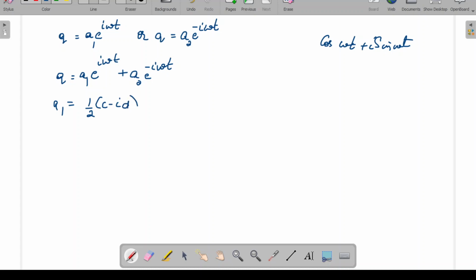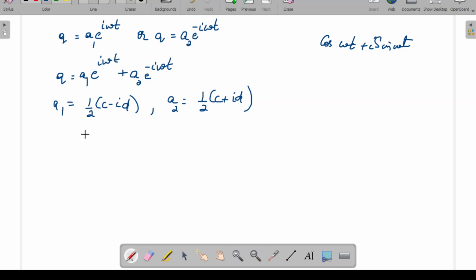You will understand why this half comes in. That is actually for ease of simplification. And then I am supposing a1 as half into c minus id, and as the complex conjugate of this number, a2 as half into c plus id. C plus id is taken because here it is e raised to minus i omega t, that is cos omega t minus i sin omega t. So that's the opposite sign in the middle that I have taken.